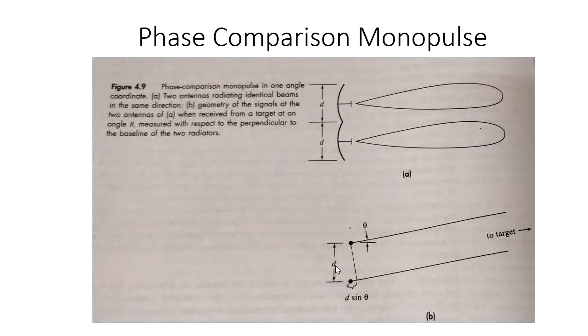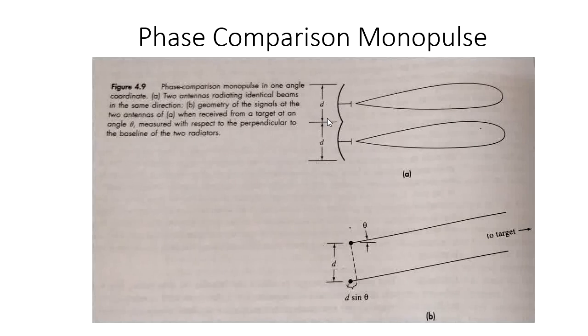And this D represents the distance between the two antennas. The dot represents the distance between the antennas here, and this D represents the diameter of the parabolic antenna. Don't get confused between this D and this D.